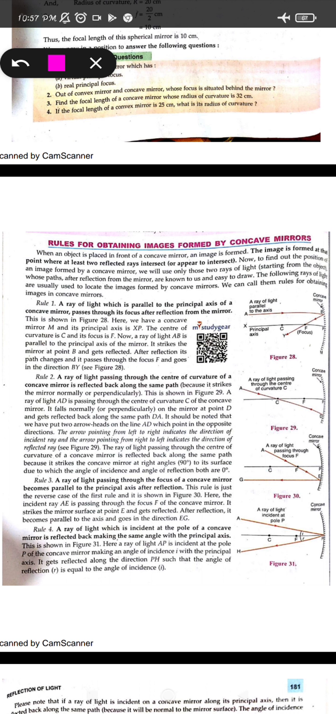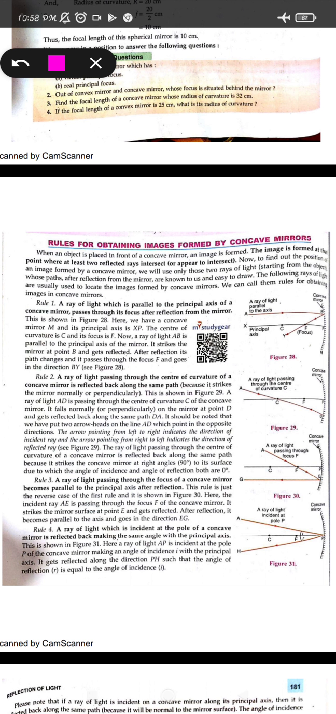Now the second rule: whenever the light ray passes through the center of curvature, this center of curvature is imagined as the center of the sphere. So when the light ray passes through the center of curvature, then this light ray gets reflected back in the same direction. So we can say that the reflected ray reflects back along the same path through which the incident light ray came. So this is the rule of the second light ray, that whenever the light ray passes through the center of curvature, then the light ray reflected back from the mirror will also move through the center of curvature. Okay, now the next law is just the inverse of the first rule.